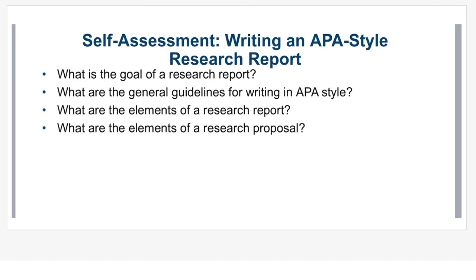And then we just talked about the elements of a research proposal for 16.4, which again is very similar to the research report, except for the tense, the optional abstract, the literature review being more extensive, and then, of course, the expected results instead of actual results.